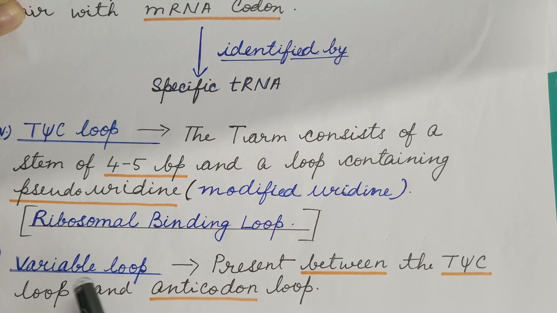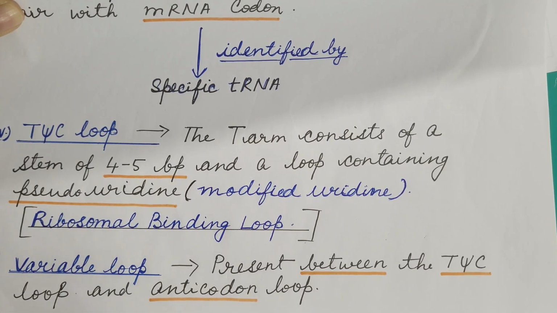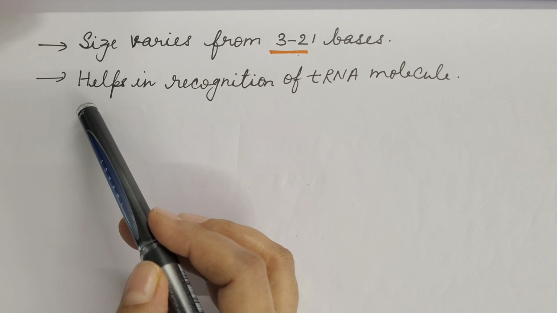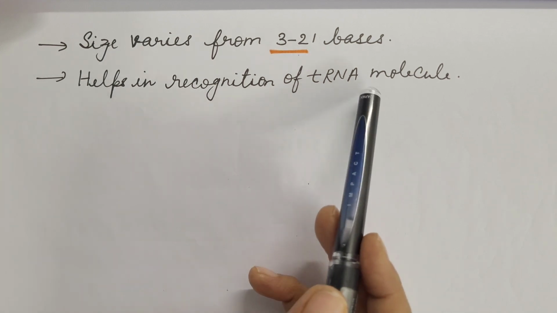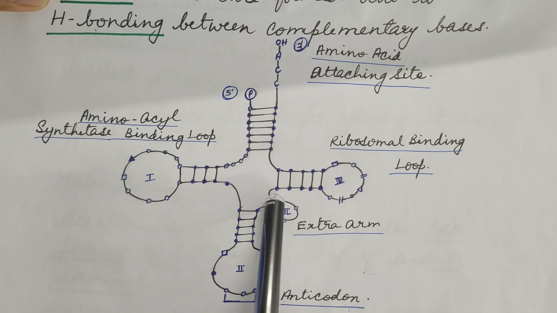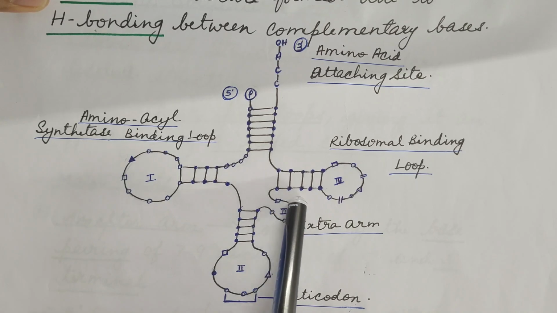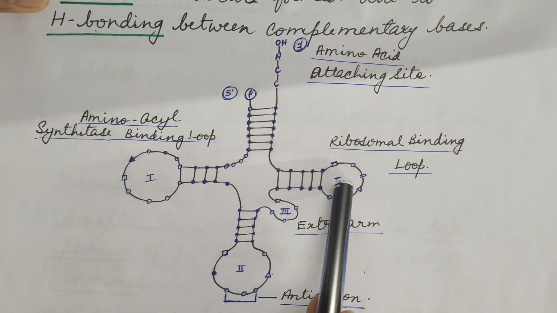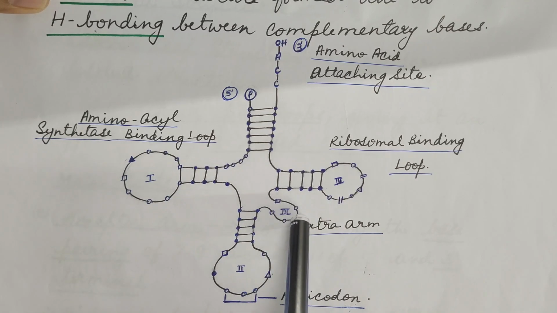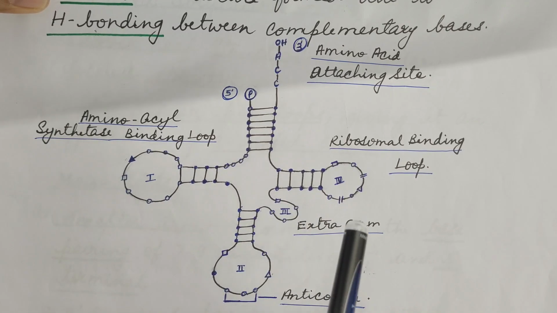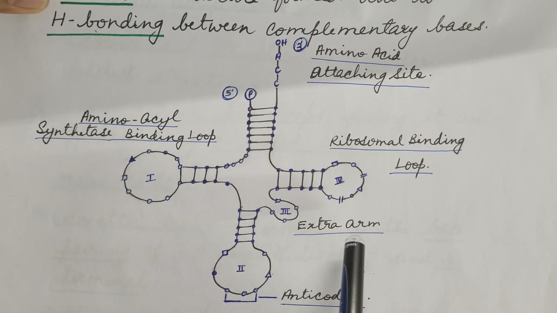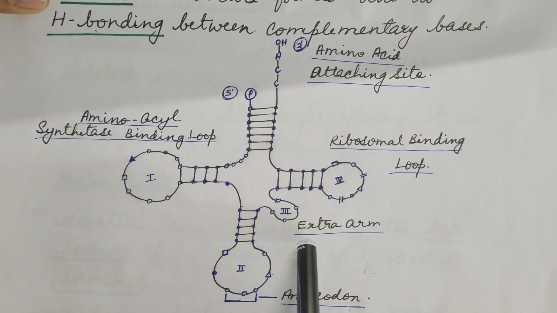Then fifth is the variable loop. This is present between the T loop and the anticodon loop. Its size varies from 3 to 21 bases. It helps in the recognition of the transfer RNA molecule. So this is the extra arm or the variable loop. This is present between the anticodon loop and the T loop. Its size varies from 3 to 21 bases, and this loop helps in the recognition or identification of the transfer RNA molecule.